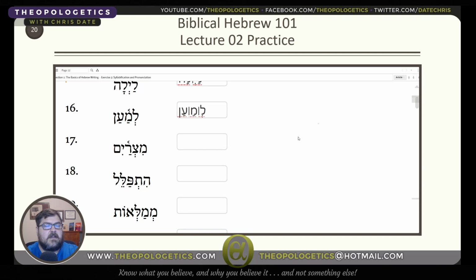Mitzrayim. Mi, and then the tzadi has a shava under it, and since that is coming right after a short unaccented syllable, we know that shava is silent. Mitz makes a syllable all by itself. Mitz. The reish with a pathach under it. The yod following it does not have a dagesh or a shava. Remember, that means this is not the diphthong ai. This is the reish with a pathach under it, ra. And then the third syllable is yim. Mitzrayim.